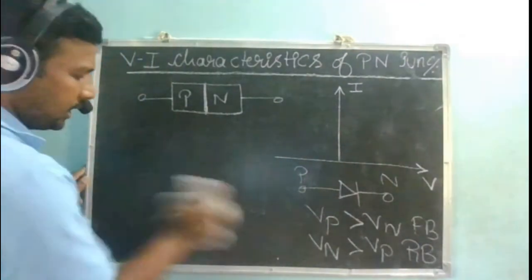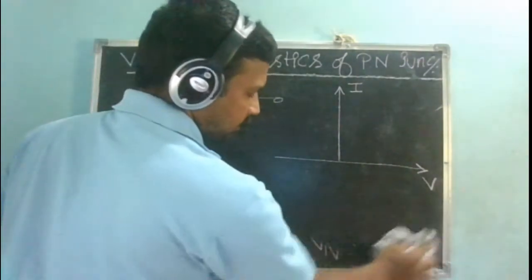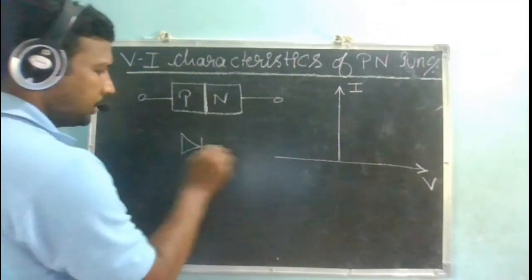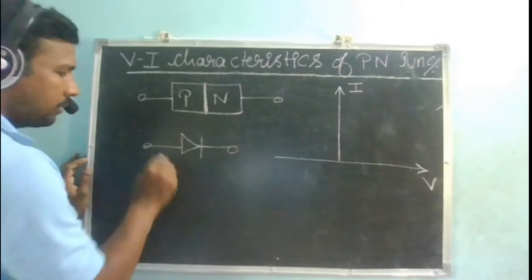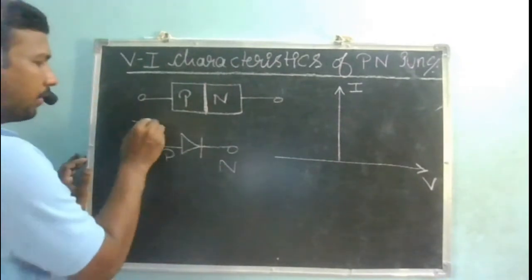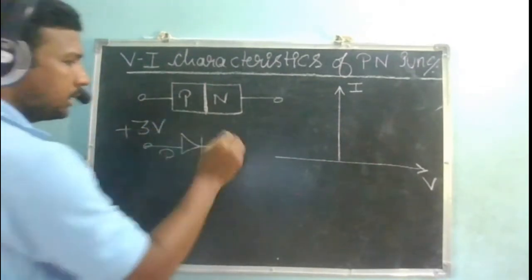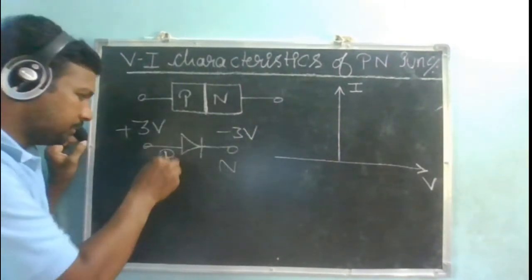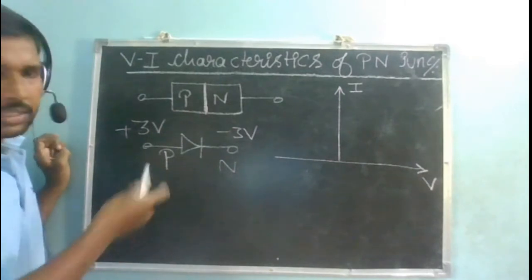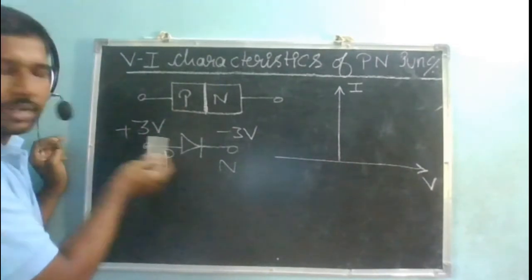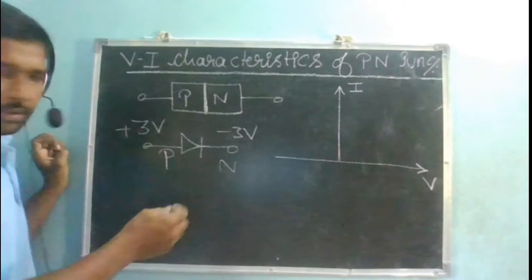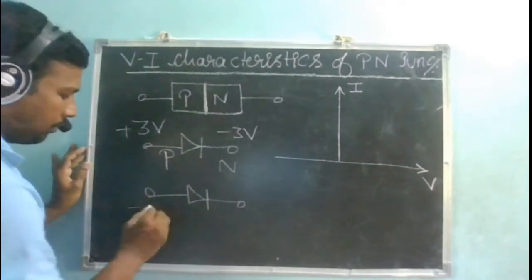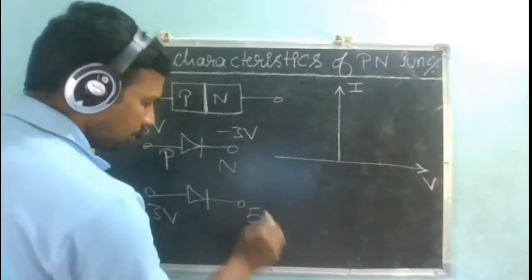You have to tell me whether it is forward biased or reverse biased. Suppose my diode is shown like this, two terminals P and N. I have applied plus 3 volts here and minus 3 volts here. Is your diode forward biased or reverse biased? Forward biased. Why? Because 3 volts is applied at the P side and minus 3 volts at the N side. Very good.